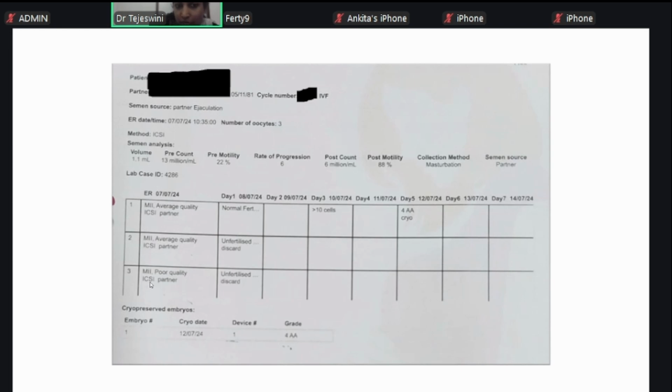ICSI is done with the partner sperm, and then day 1 fertilization check, 16 to 18 hours post ICSI, then day 3 and day 5. On day 5, a single blastocyst is formed for this particular case and it is frozen. So this is how an ART summary looks at the end of an IVF cycle.